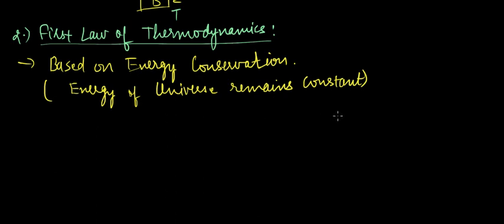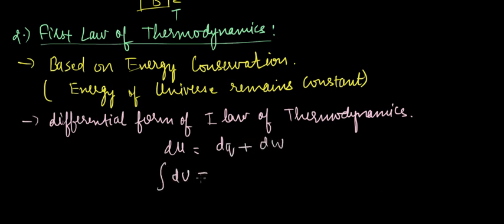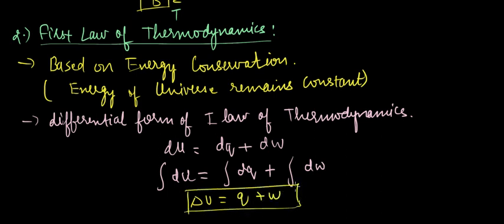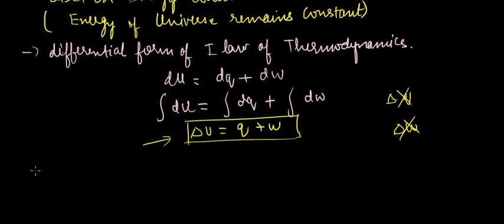So let's first see the differential form of the first law of thermodynamics, which is dU equals dQ plus dW, and when we integrate these respective terms we will get the integral of dU equals the integral of dQ plus the integral of dW, which would be nothing but delta U equals Q plus W. As Q and W are path functions, we won't be representing Q with delta Q, neither will we represent W with delta W, as we have already seen in past lectures. So this is the integrated form of the first law of thermodynamics.